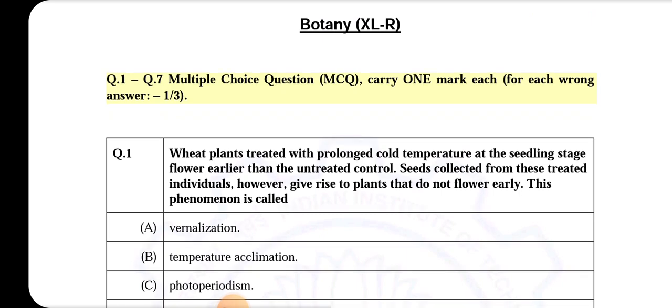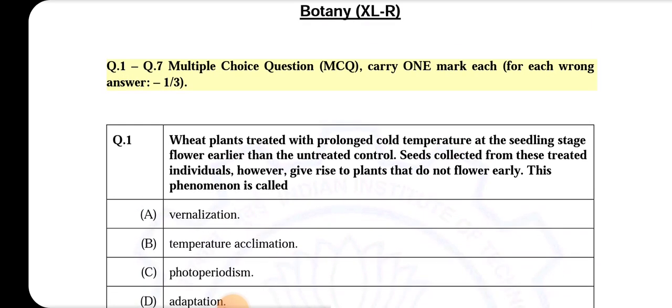Q.1 to Q.7, multiple choice questions, MCQ, carry 1 mark each. For each wrong answer, 1/3 mark is deducted.